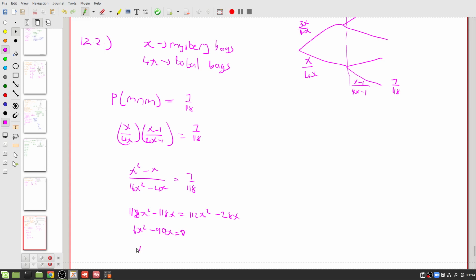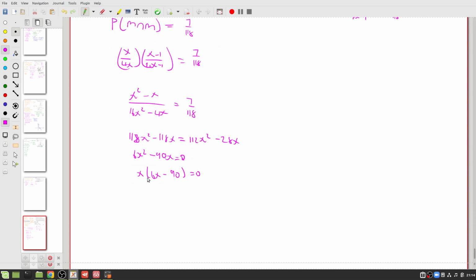So we can factor out an x. What's left? 6x minus 90 equals 0. So we get either x equals 0, and that's obviously not going to work. There's not 0 bags. We know there are some bags. Or 6x equals 90, which means that x equals 90 divided by 6, which is 15. So there are 15 mystery bags, so that would mean 60 total bags.